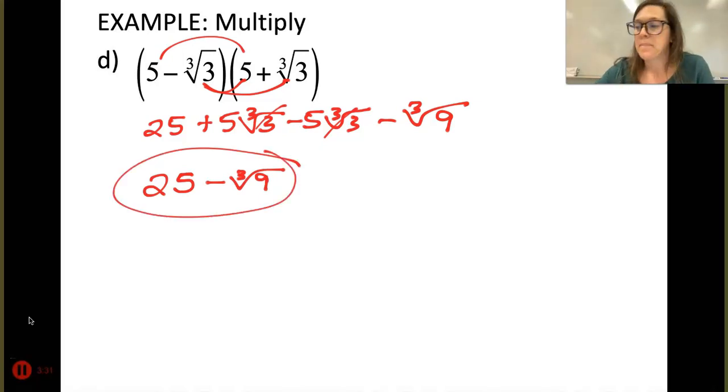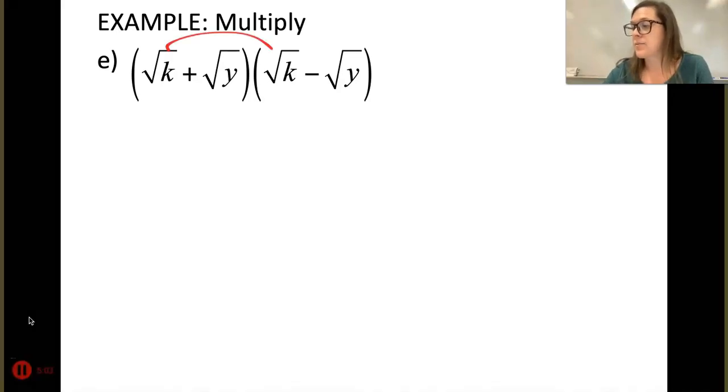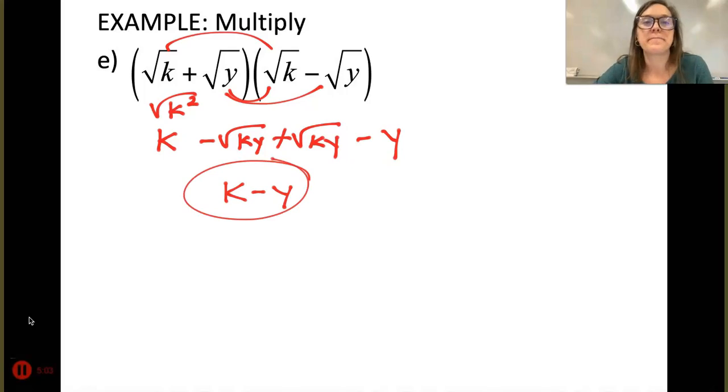Okay, so a little less simplifying is needed here. Now let's just do variables. So again, notice we have a difference of squares. So the square root of k times the square root of k would go to just a k, because it's the square root of k squared, which is k. We get a minus square root of ky. Here we get a plus square root of ky. Put your letters in alphabetical order. Here we get a minus y. So I'm just left with k minus y.